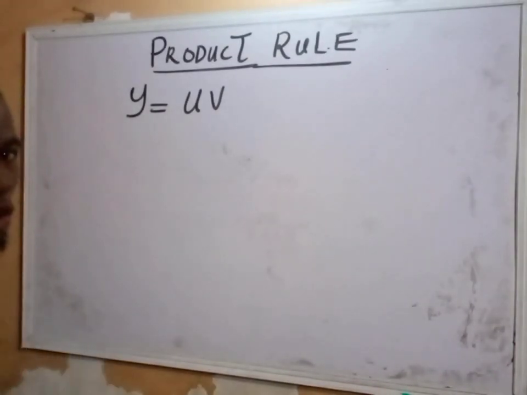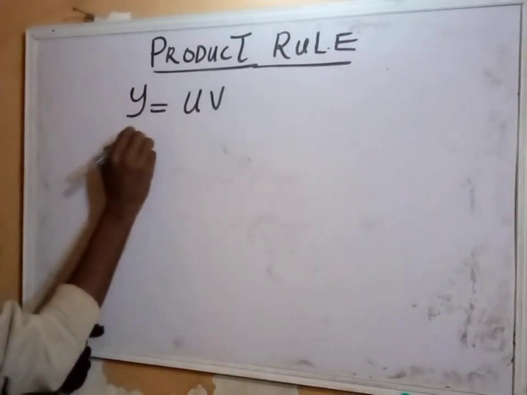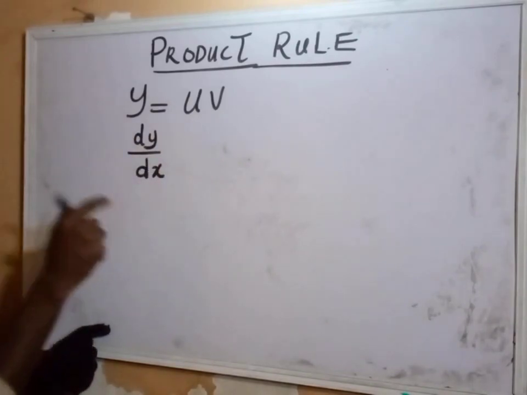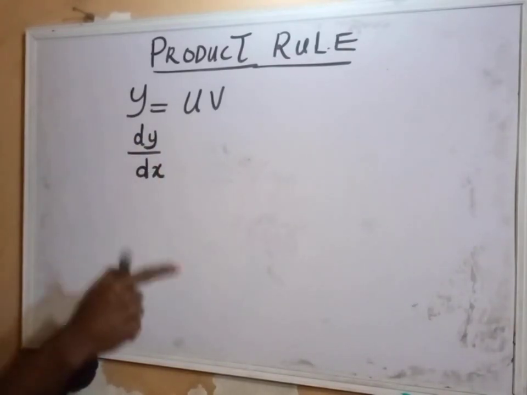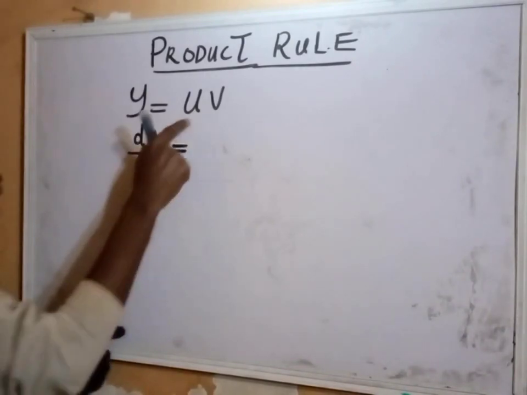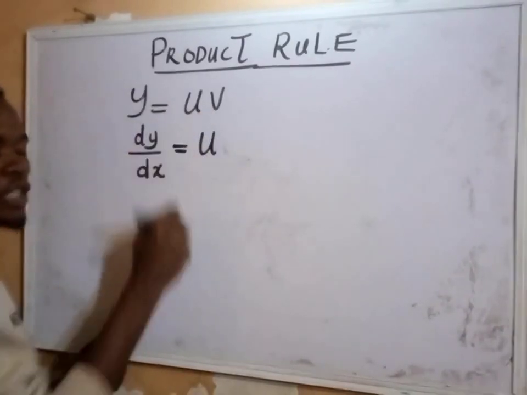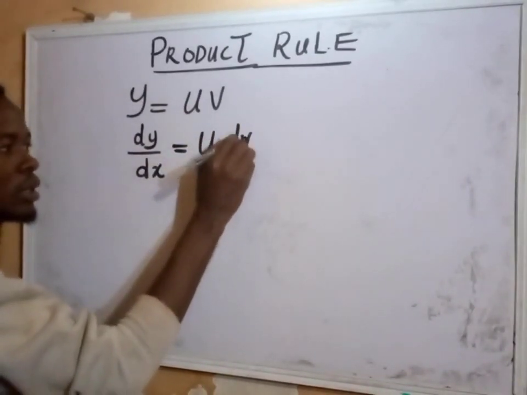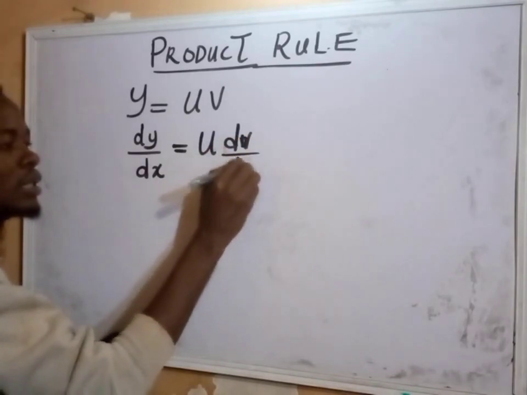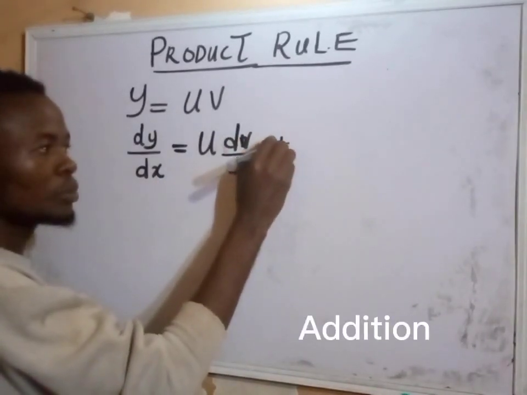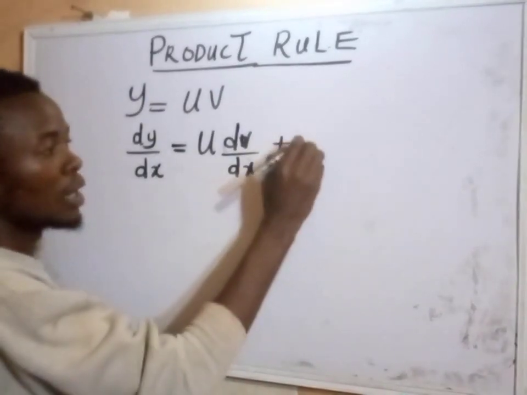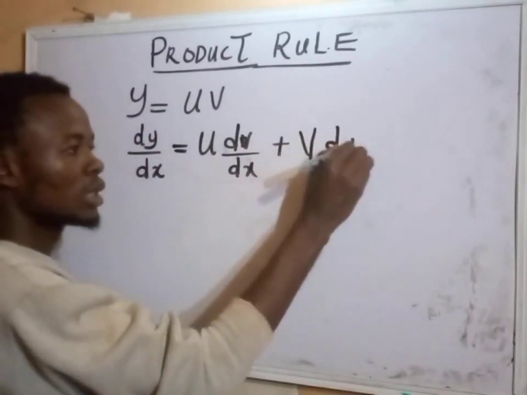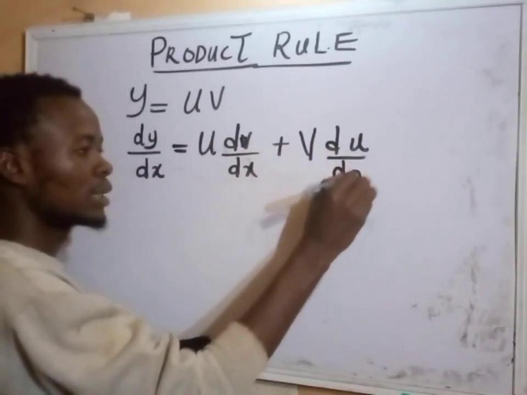By doing so, we are going to obtain dy/dx. Remember, we are differentiating with respect to x, not u and v. Then we keep this u and differentiate v, so we have dv/dx. Then plus, the product changes to multiplication, then we keep this v as well. Then we differentiate u, so here we have du/dx.